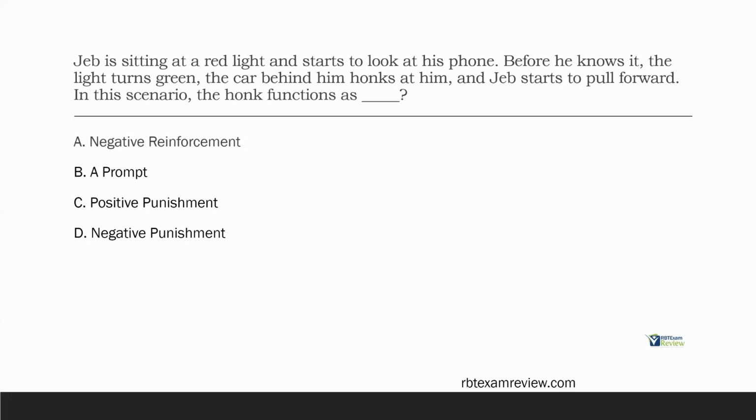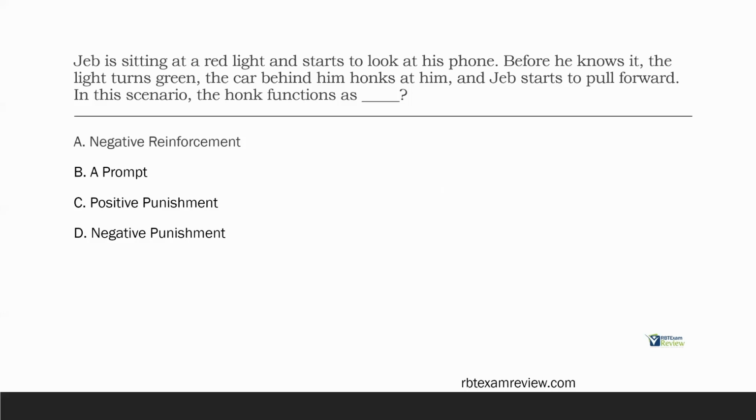So Jeb is sitting at the red light, okay? The light turns green. What is the light turning green? That's going to be an SD for you to go, okay? But before Jeb starts to pull forward, which is the response, the car behind him honks at him. What do we know comes in between the SD and the response and evokes the behavior we're looking for? A prompt, right? The car behind him honks at him and is prompting Jeb to start to pull forward.